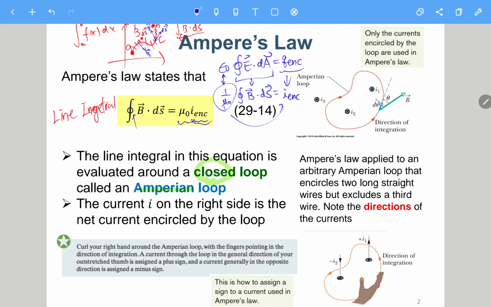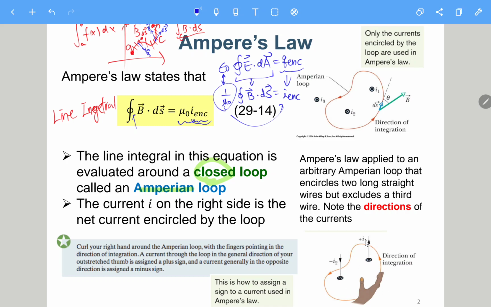Next we need to determine the sign, the polarity, whether it is positive current or negative current. How do we determine that? Still, we are using the right-hand rule. This is how to assign a sign to a current used in Ampere's law. Suppose this is the Ampere loop. We also need to determine which direction it goes, counterclockwise or clockwise. Actually, this is up to you. If you assume it is counterclockwise, then use it all the way. Or if you assume the Ampere loop is clockwise and use it all the way, you will get the same result. It's just like having a negative sign on both sides, which finally cancels.